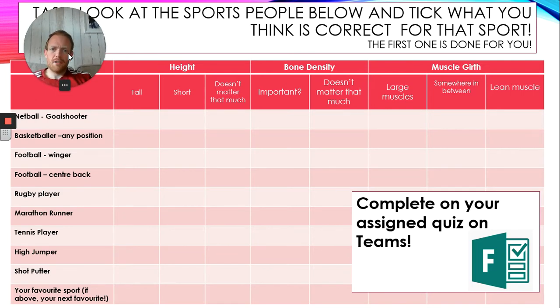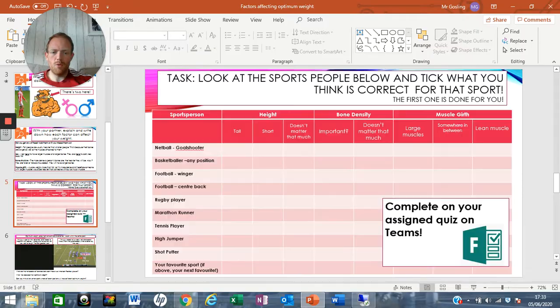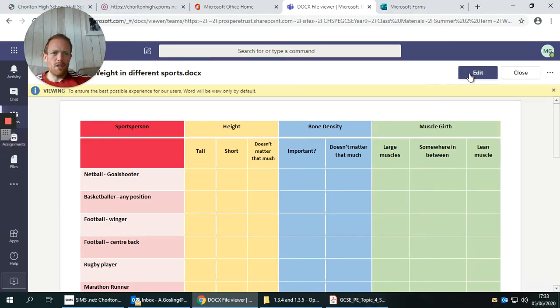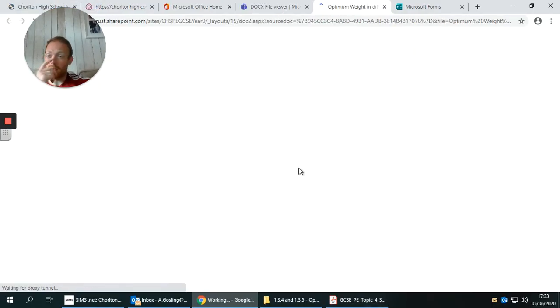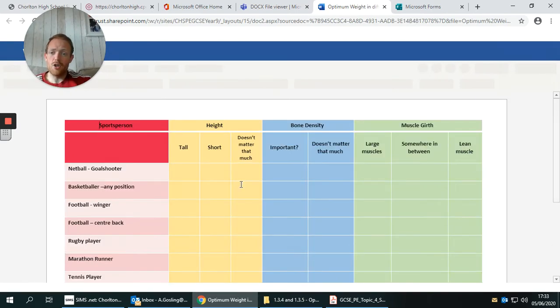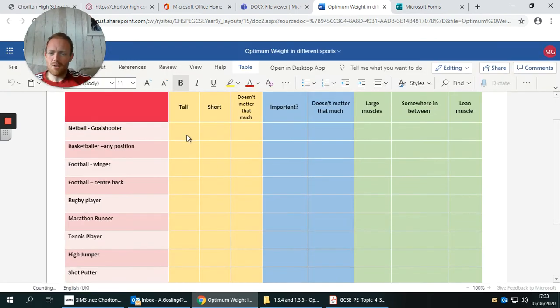Right, first task. I have given you a little task there. What you need to do is look at the sports people below and tick or put a yes, a Y or something in the box that you think is correct for that sport. So it says first one's done for you. It's not yet because I'm going to do it with you now. So it should look like this on your assignment. This has been set to you on your assignment. So I'm going to do the first one.